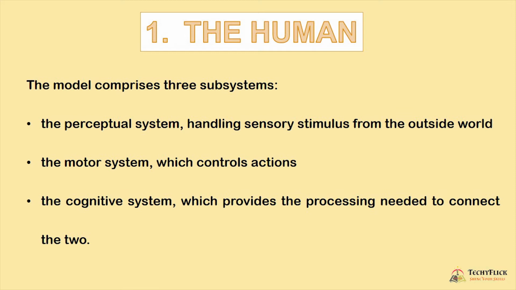The perceptual system handles sensory stimulus from the outside world. The motor system controls actions. The cognitive system provides the processing needed to connect the two.